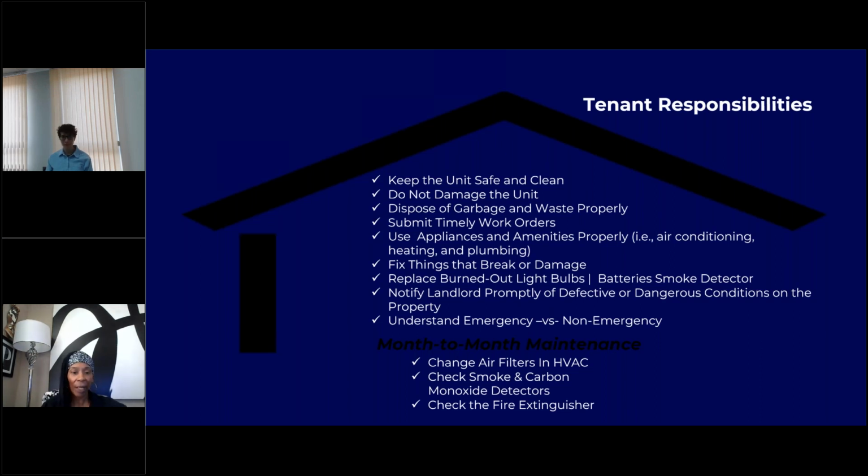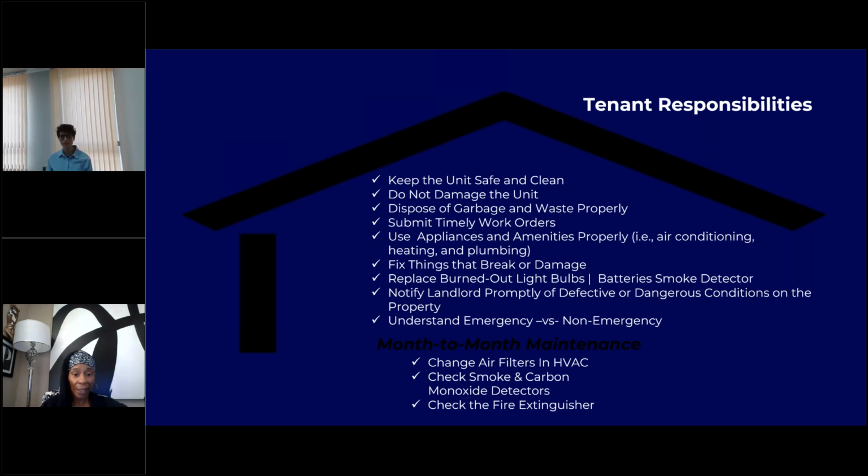And again, notify the landlord promptly of defective or dangerous conditions on the property. And this doesn't just include their actual unit, but if they see something that could be dangerous in the common areas, it's their responsibility to report that to the landlord as well. And then understand what's an emergency versus what's a non-emergency. We'll talk about that in a little more detail, when to call the landlord, when not to call the landlord, what is considered a work order that can wait or something they need to call about immediately.